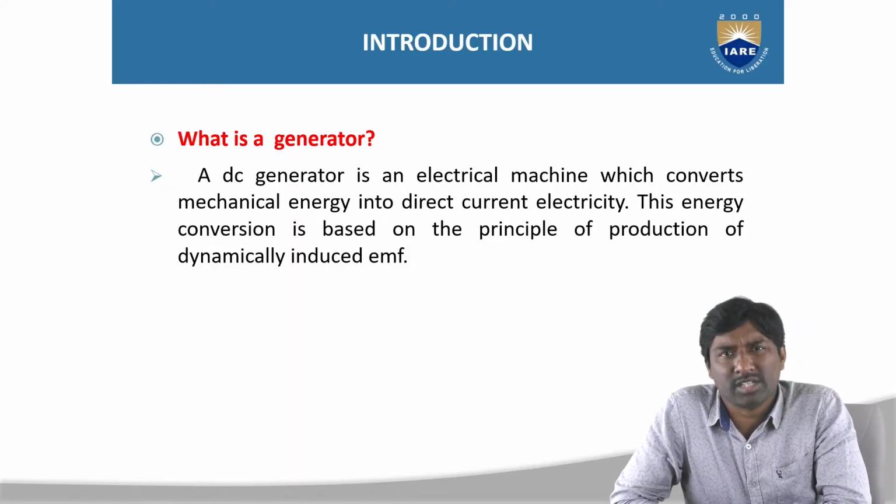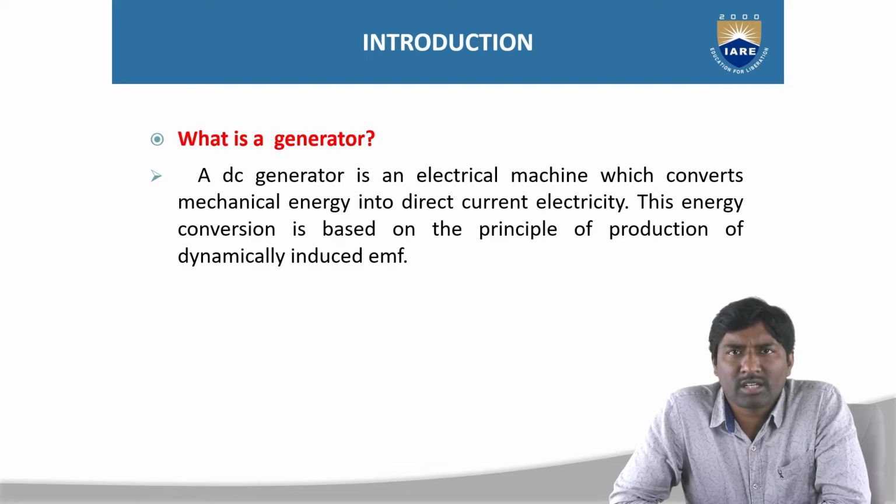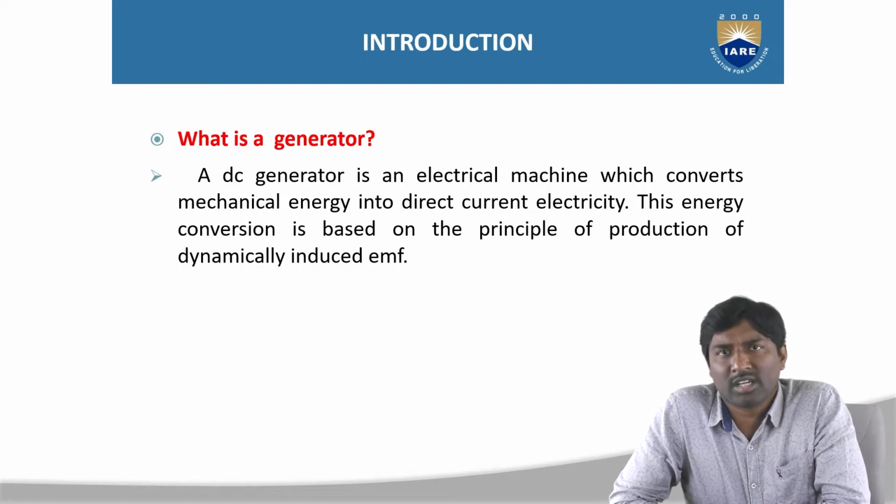First of all, what is a generator? A generator can be a DC generator or an AC generator. An AC generator is also called an alternator. In our subject, we mainly discuss the DC generator. A DC generator is an electrical machine which converts mechanical energy into direct current electricity. That is the function of a DC generator.